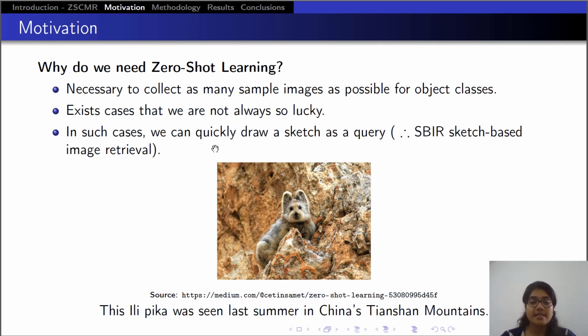So in such cases, why sketch-based retrieval? One common example is that for such cases where we do not have training samples, we can quickly draw a sketch and use that as a query for sketch-based image retrieval. Secondly, even if we do not have the sample during the training phase, there can always arise a case where we get the sample during the testing phase.